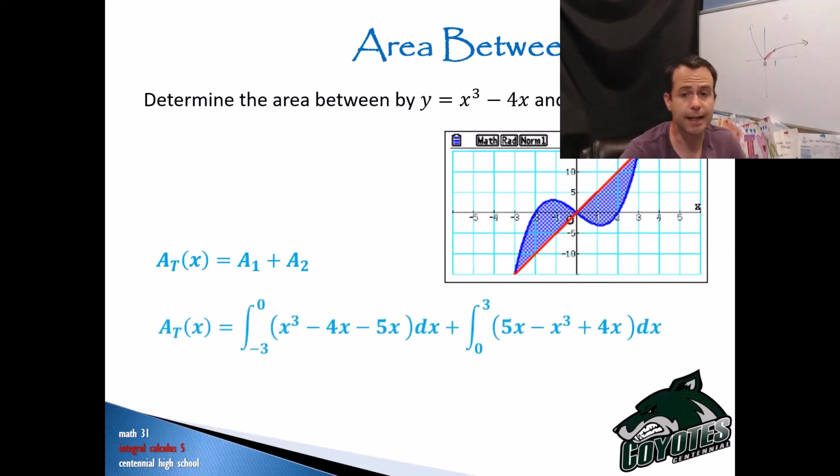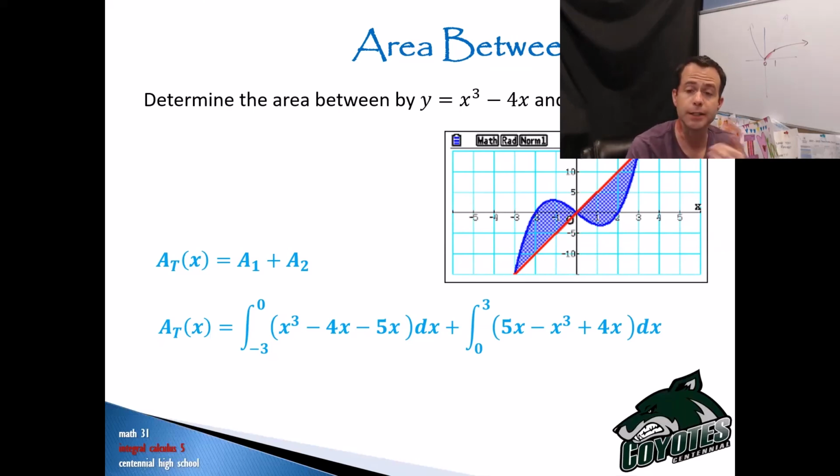And this is exactly what I just said. From -3 to 0, I'm evaluating the integral of x cubed minus 4x minus 5x because the x cubed was on top. So I went who's on top minus who's on bottom. And then I'm going to add to that the integral from 0 to 3. But notice that this time it's 5x on top, so it's 5x minus x cubed. Now notice I just went right to plus 4x, but you just have to remember that was minus the cubic function, and so that negative would apply to both of them.